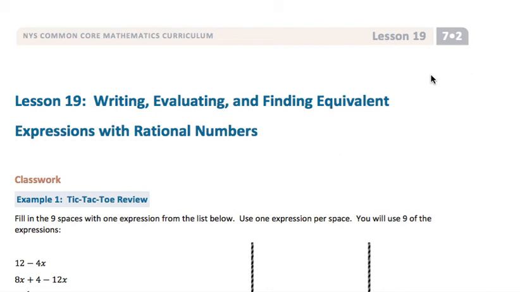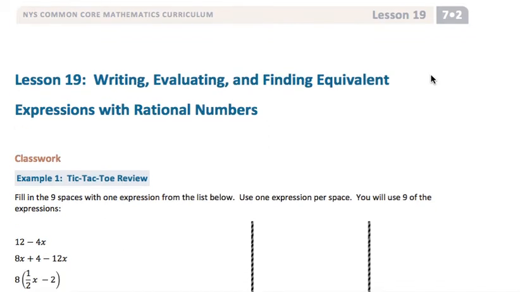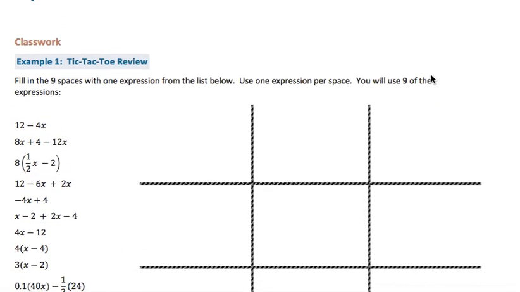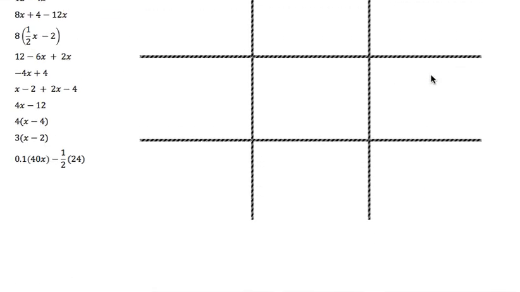In Module 2, Lesson 19, we'll continue writing, evaluating, and finding equivalent expressions with rational numbers. Our first activity is a tic-tac review game to be done in the classroom. So rather than ruining that game, I'm going to skim past that.